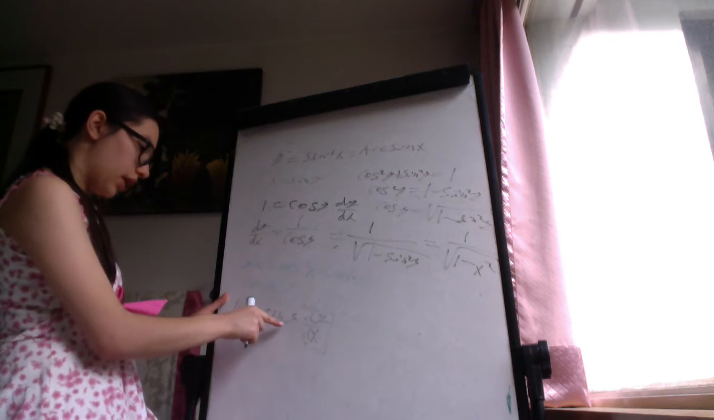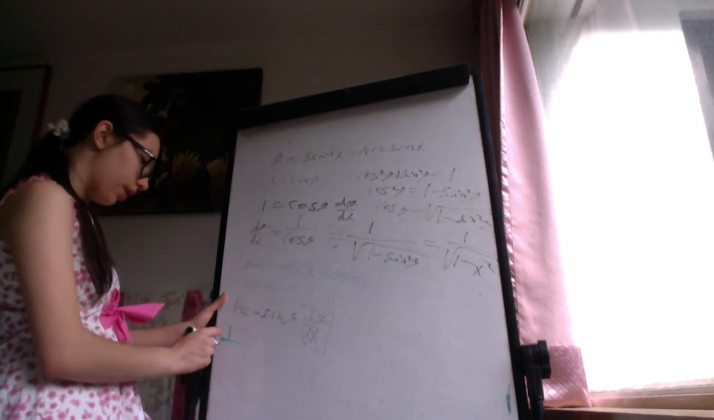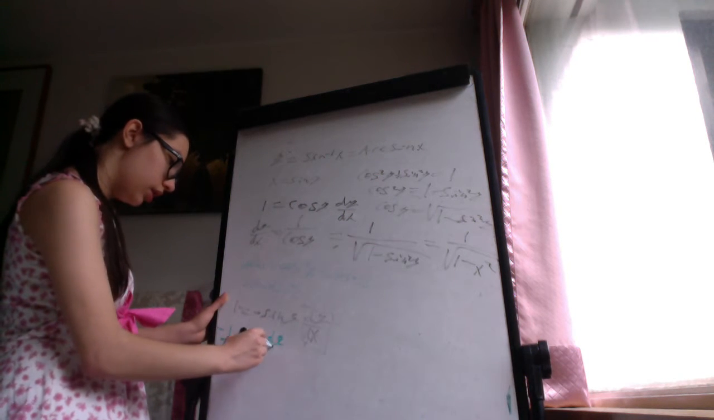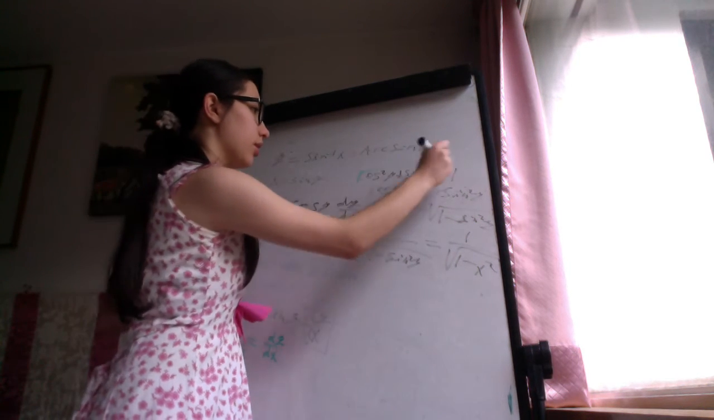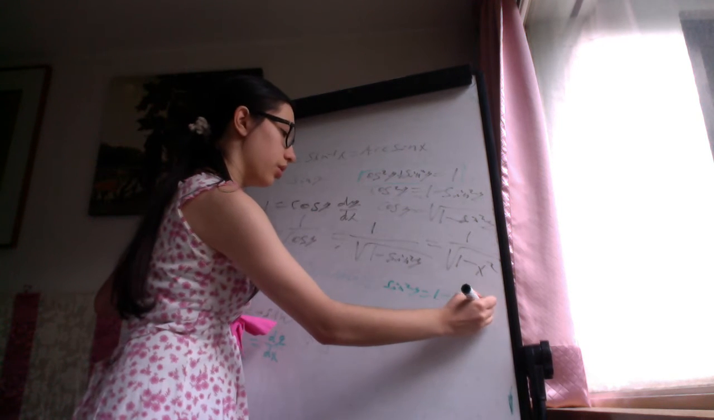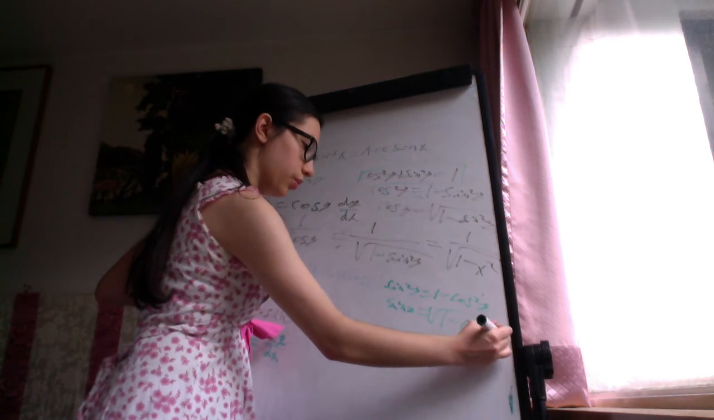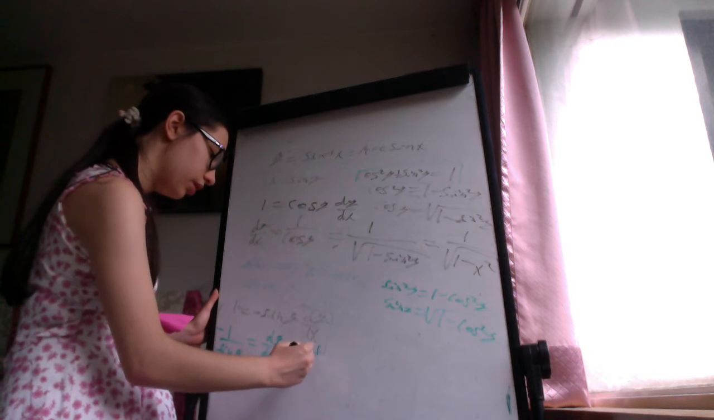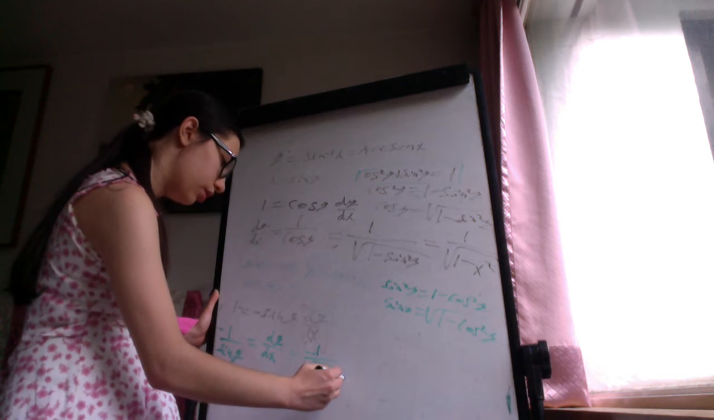So 1 divided by minus sine of g, which is minus 1 divided by sine of g, is equal to dg/dx. Again, what's sine of g? With this, we have sine squared of g equal to 1 minus cosine squared of g. So sine g is equal to the square root of 1 minus cosine squared g. So dg/dx is equal to minus 1 divided by the square root of 1 minus cosine squared of g.